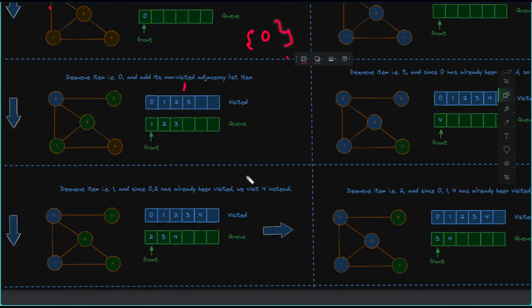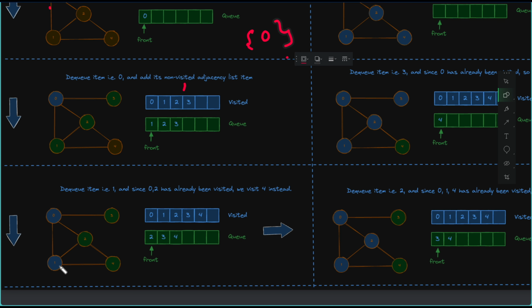Then the next element in the queue is 1. So this is the front of the queue. We always push elements in at the rear and pull them out from the front. I think pop is more used for stack, but you get the idea. Now we process 1, so our current BFS traversal is 0, 1.